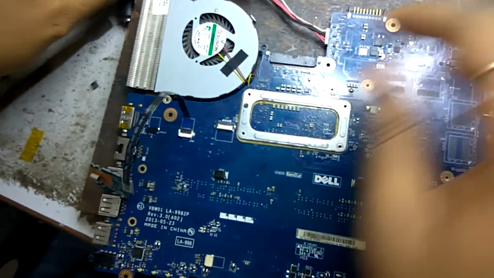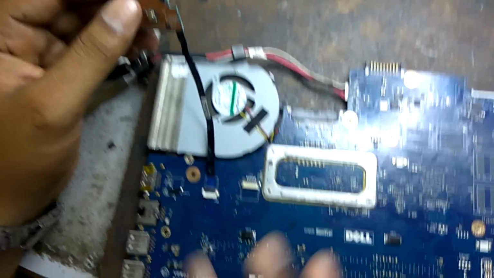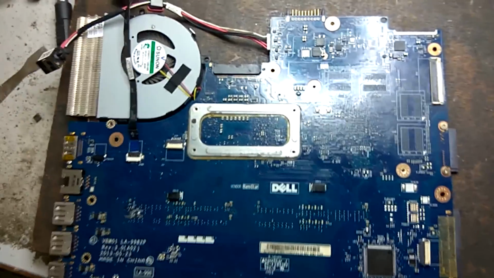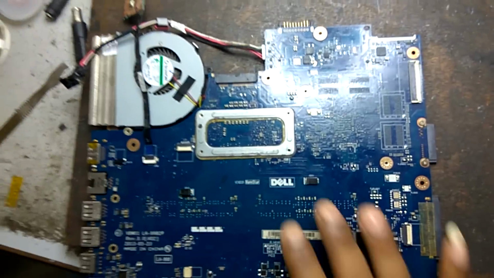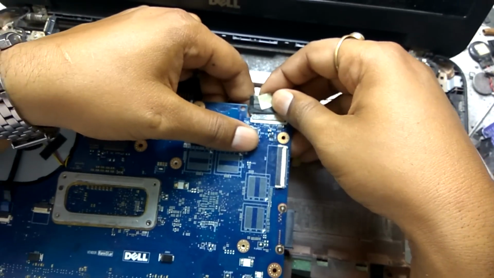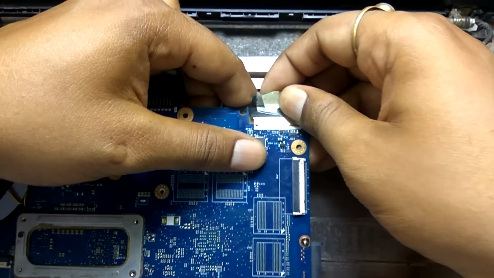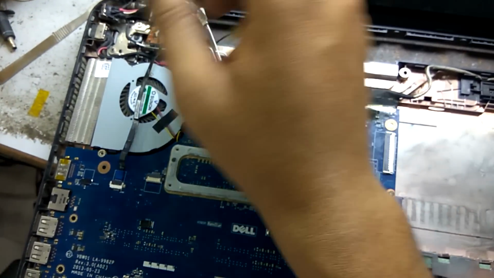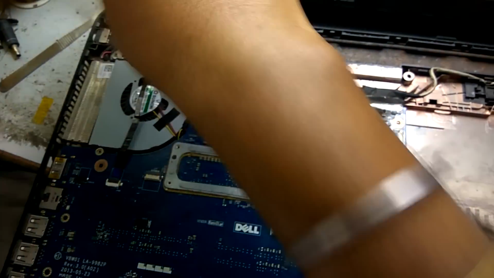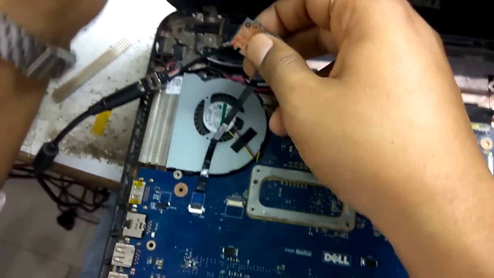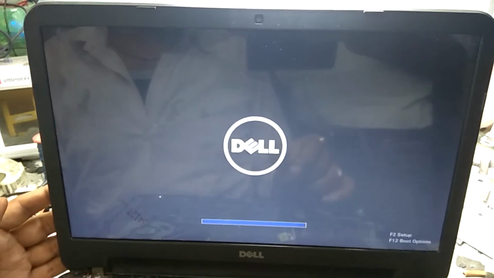Now we switch on the motherboard. Try to switch on. Laptop on. Now we check the display. Laptop on, display okay.